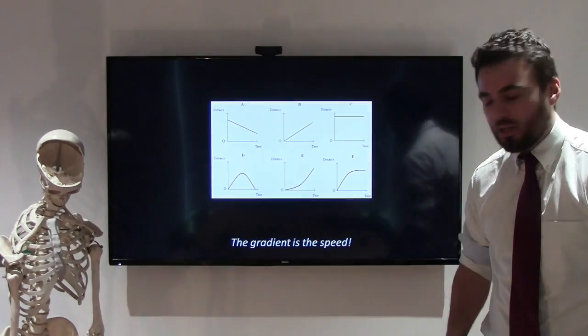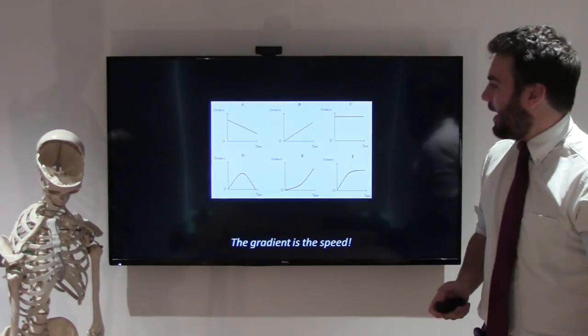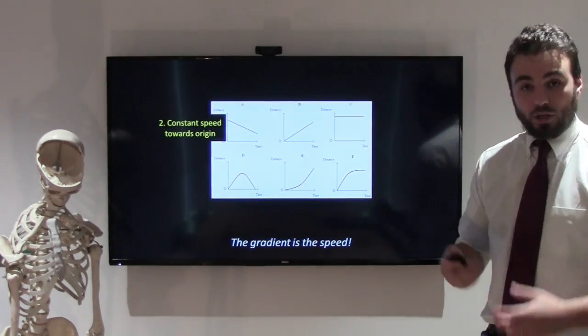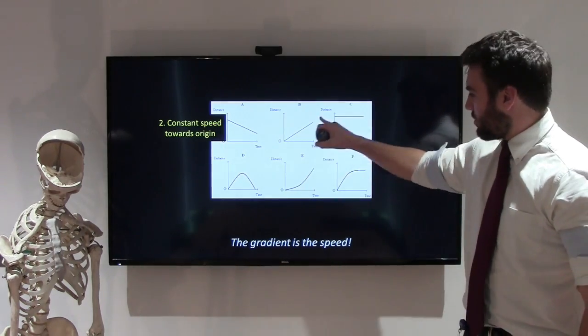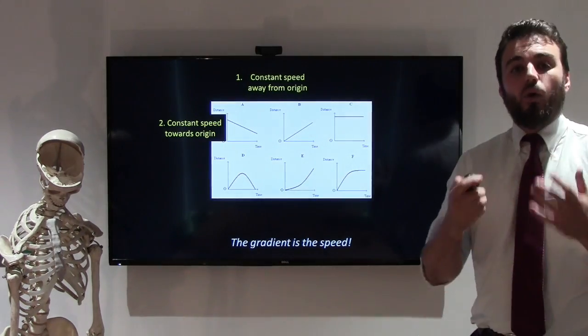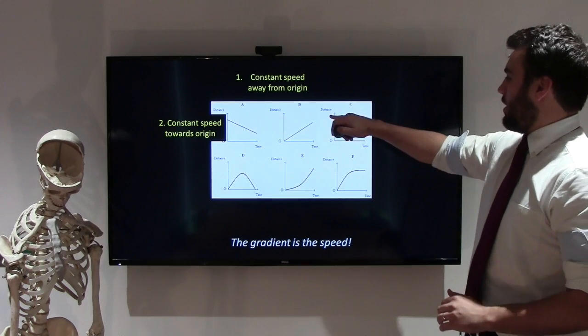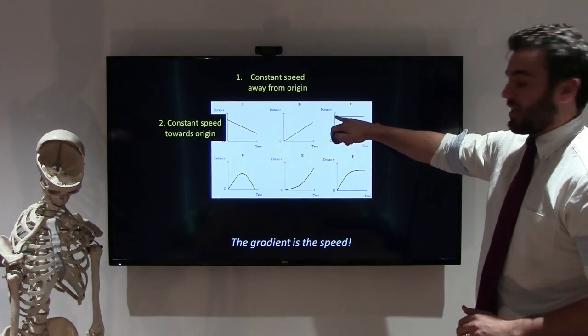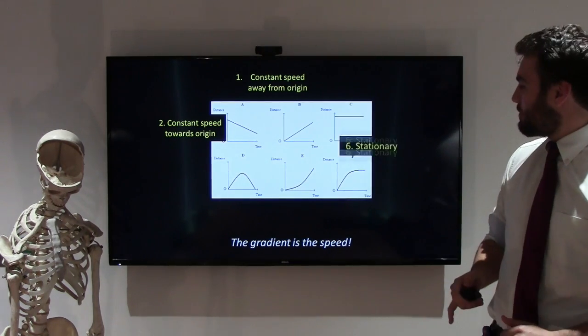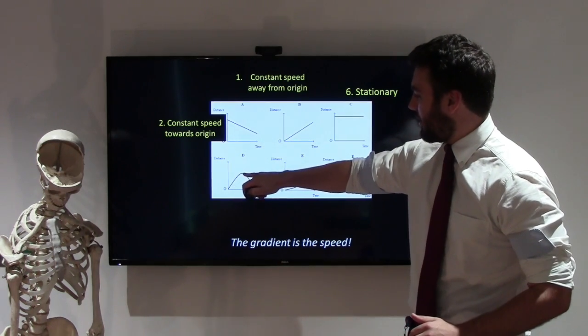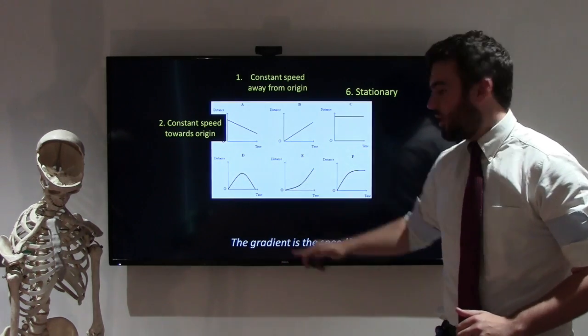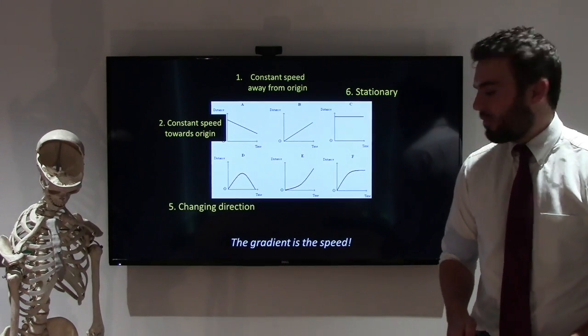Now this should be easy. The gradient is constant and negative, so that means it's going at a constant speed towards the origin. My distance is decreasing. Constant gradient, so it's a constant speed away from the origin this time. Constant gradient, look, my distance isn't changing. It's the same all the way along, so that means I'm stationary. What's happening here? Well, I've got a positive gradient and it stops, and then a negative gradient, so that must be a change in direction.